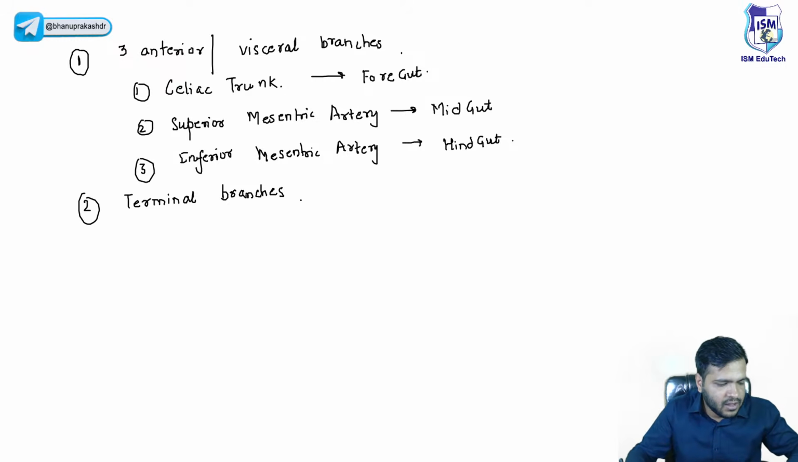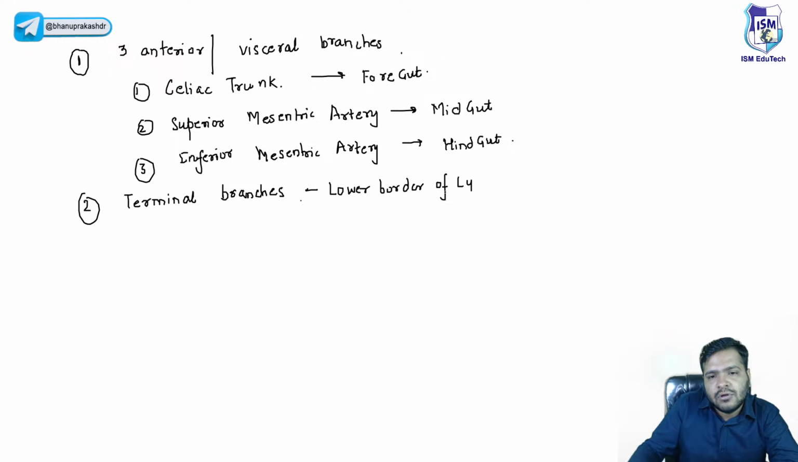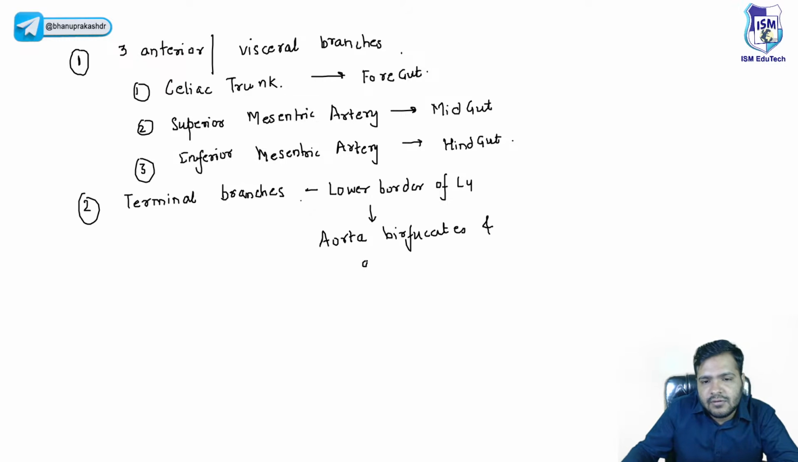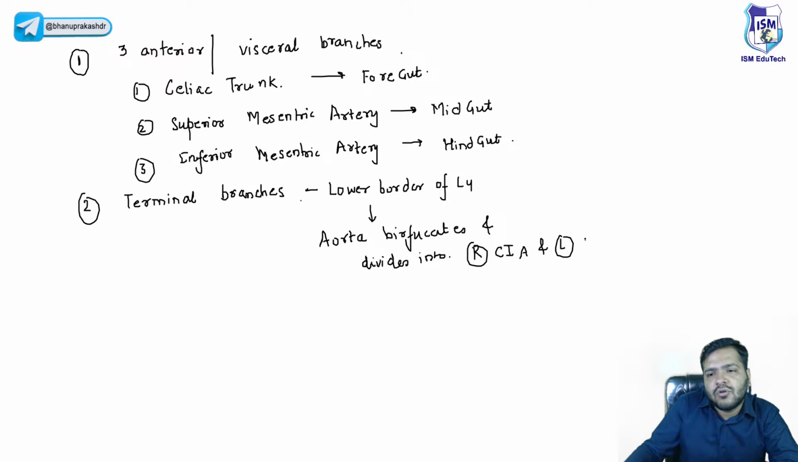You already know that we have the lower border of L4. So the aorta bifurcates and divides into the right common iliac artery and the left common iliac artery, right?